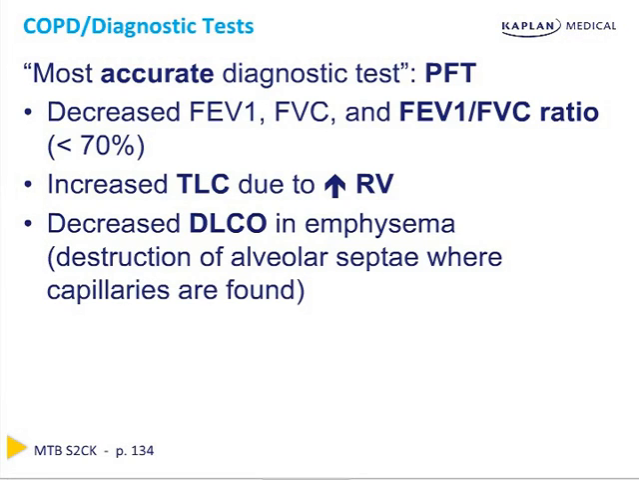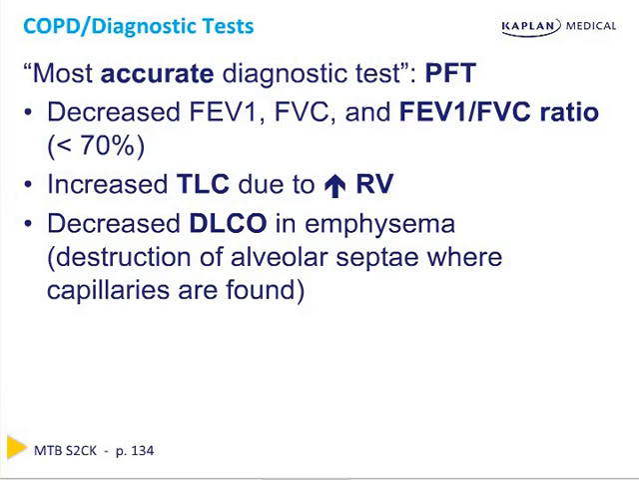In patients with emphysema, there will be destruction of the alveolar septae in the terminal airways, and this happens to be where the capillaries of the lung are found. So with destruction of capillaries, you can imagine you're going to have poor diffusion of gases across that membrane. With poor diffusion of gases into the bloodstream, you're going to see a decrease in the amount of oxygen being delivered from the alveolus into the capillaries of the lung.